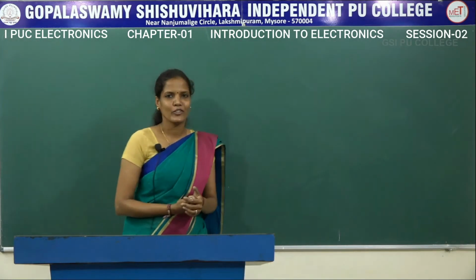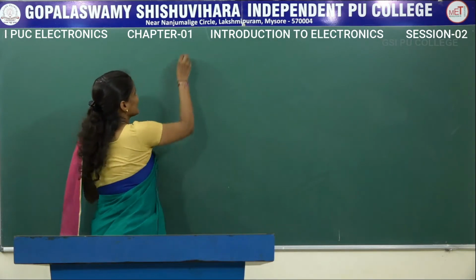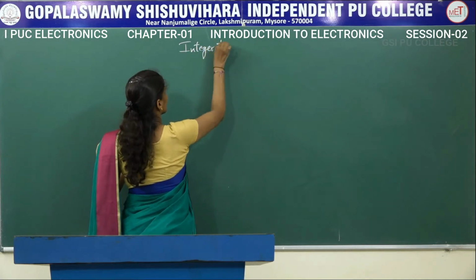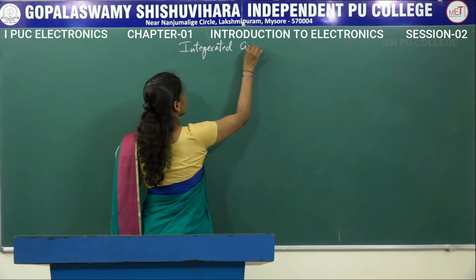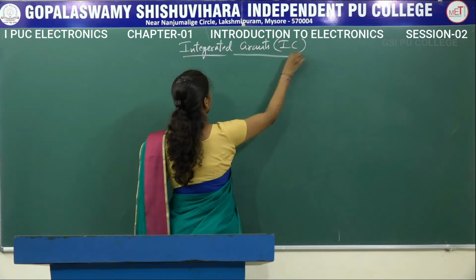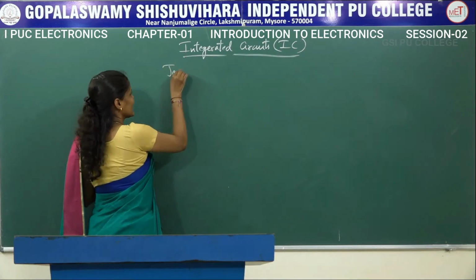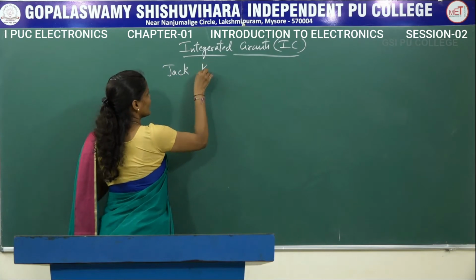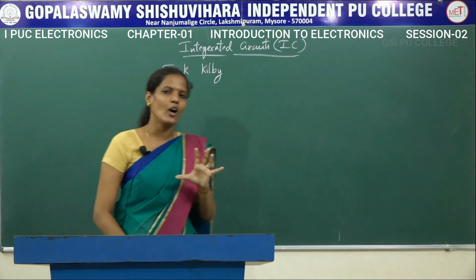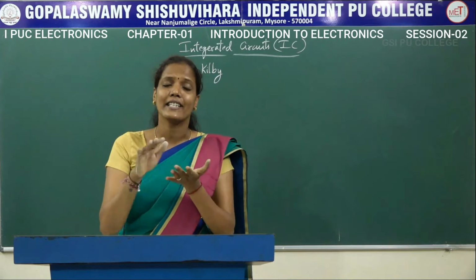The next type of electronic device which was developed was the integrated circuit, denoted by IC. These integrated circuits were invented by the scientist Jack Kilby. Jack Kilby got an idea of constructing the entire electronic circuit on a single silicon wafer.